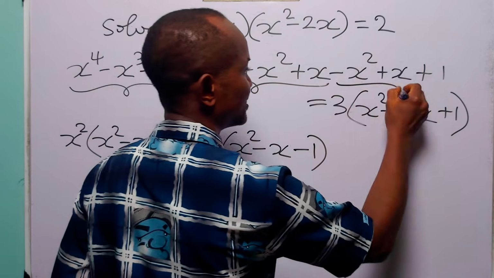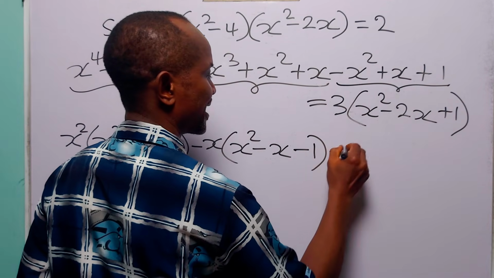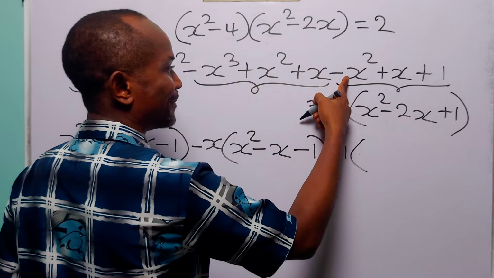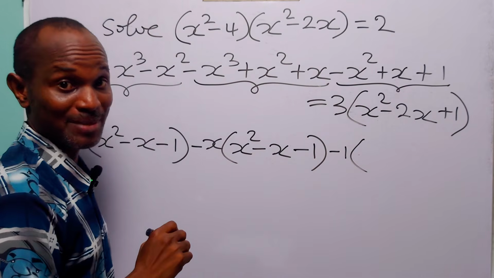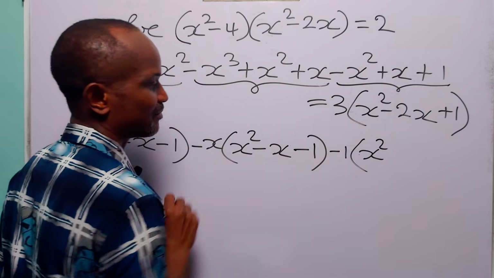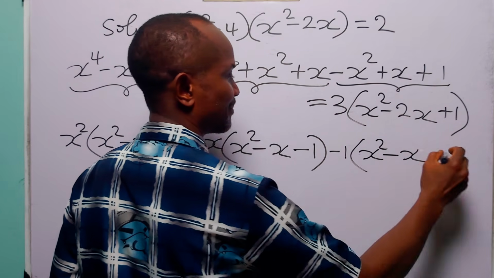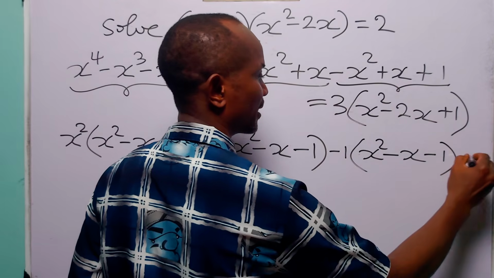Finally, we look at these 3. We have a common factor, which is minus 1. Now, minus x squared divided by minus 1 is x squared. x divided by minus 1 is minus x, and 1 divided by minus 1 is minus 1.